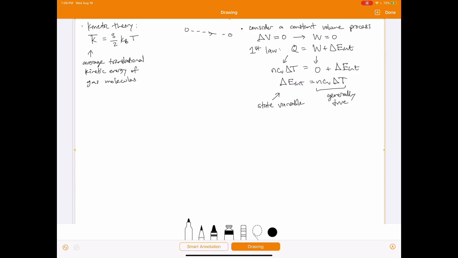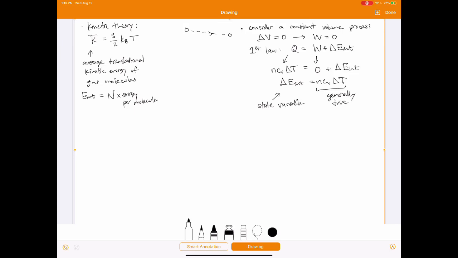Okay? Now with that said, internal energy is the total energy that those randomly moving gas molecules have. So how could we calculate that? Well, we could say that it's the number of gas molecules we have times the energy per molecule.